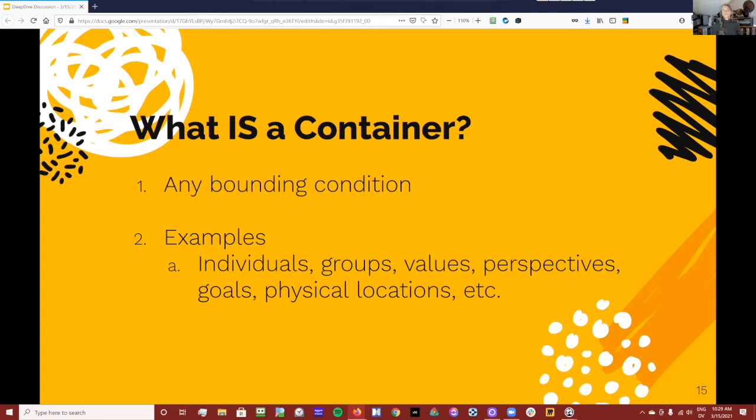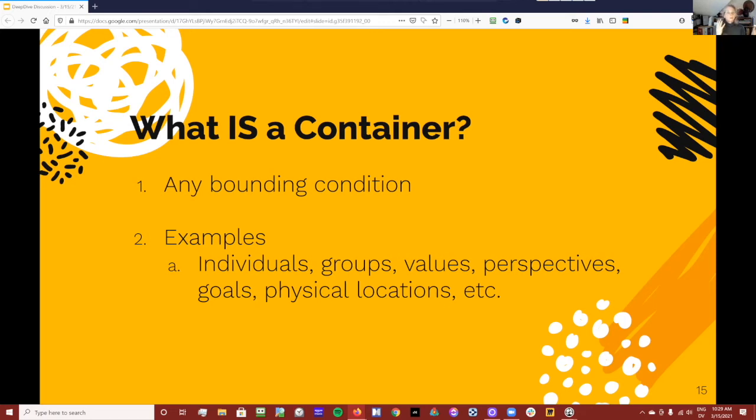So individuals or groups, subgroups within the system, values, perspectives. So let's say it's a hospital system. Nurses are going to be one container. Doctors are going to be another container. The maintenance people are going to be a different one, orderlies, admin, et cetera, because they have a different perspective on the system. Goals can be containers, such as we want to end homelessness, so that pulls us all together, or we want to create healthier, more cultures of health, that holds us together. Physical locations can be containers, such as neighborhoods or office buildings or churches.